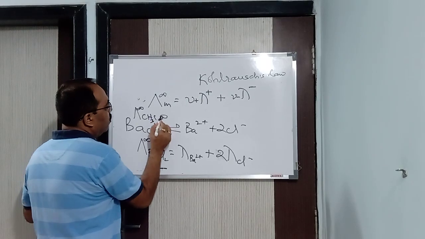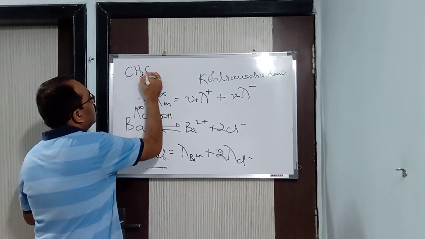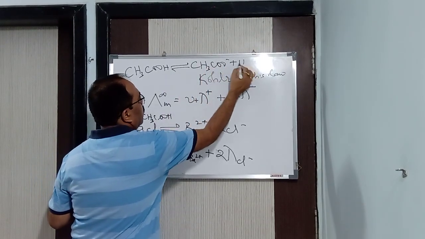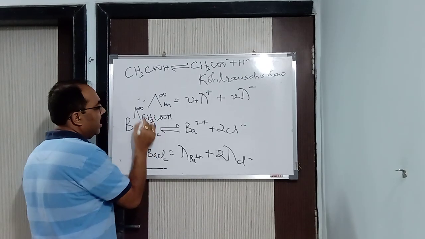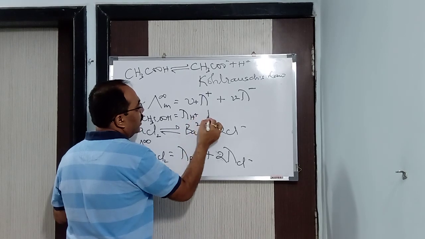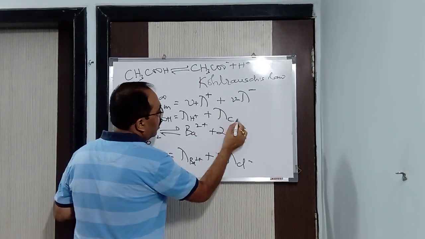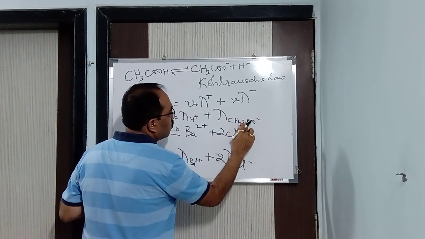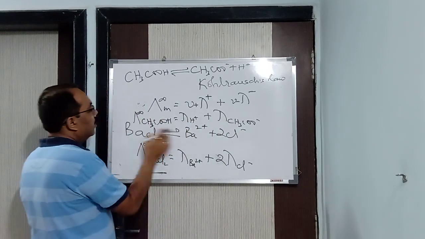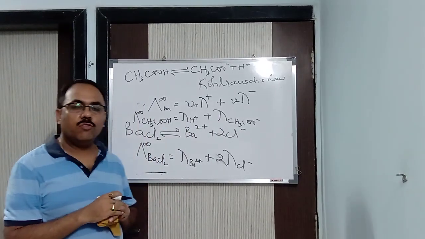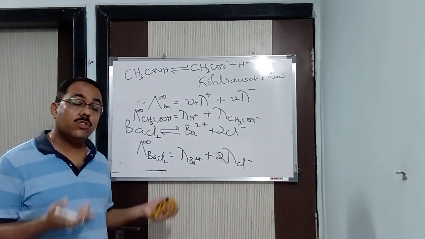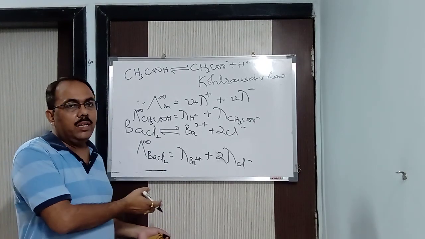Before that, let me write the equation. CH3COOH dissociates to give CH3COO- plus H+. So lambda infinity of CH3COOH: how many cations are you getting? 1. So lambda H+. How many anions? That is also 1. So lambda CH3COO-. Once you put the ionic conductances of cations and anions and add them, you will get the molar conductivity at infinite dilution for acetic acid. In this way we find the molar conductivity at infinite dilution for a weak electrolyte, which was not possible from the graph. This is one of the applications of Kohlrausch law.